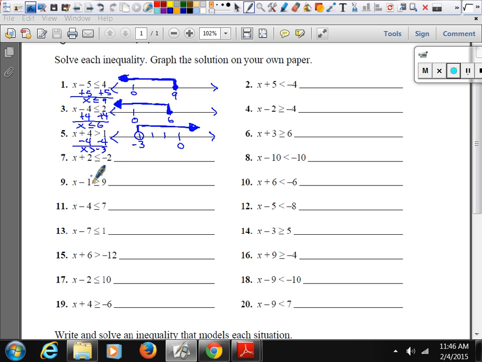Next one, we'll subtract 2. So those will cancel out. You'll have x less than or equal to. That comes down, and -2 and -2, when you put them together, they don't cancel out. You add them together, you get -4. So -4. If you're multiplying or dividing, you do get a positive. This one we're just combining, so it stays negative. So 0 there, we're going to put -4 over here.